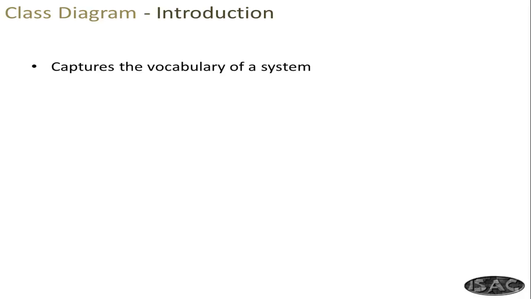Now the next topic of our discussion is called class diagram. What exactly is the class diagram used for? A class diagram captures the vocabulary of a system. What it means is that generally, what are the nouns involved in developing that system, or the characters or components acting in the system.